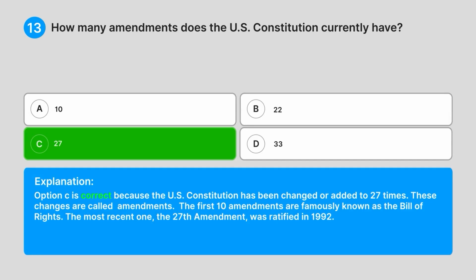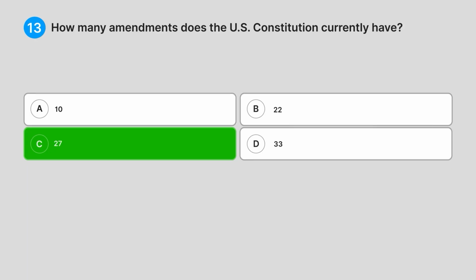Explanation: Option C is correct because the US Constitution has been changed or added to 27 times. These changes are called amendments. The first 10 amendments are famously known as the Bill of Rights. The most recent one, the 27th Amendment, was ratified in 1992.